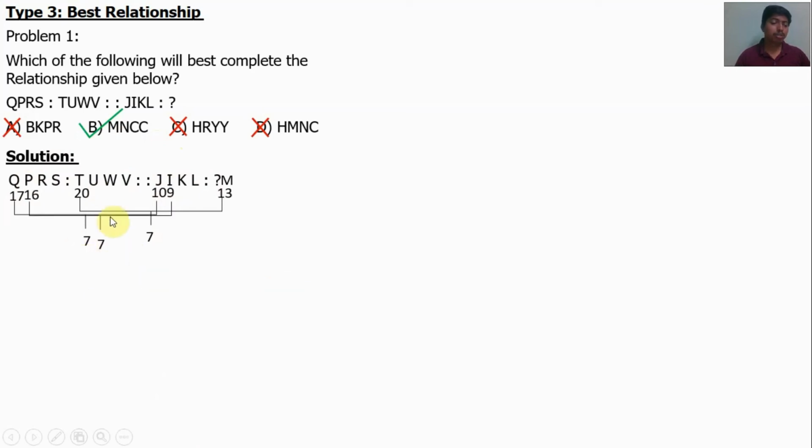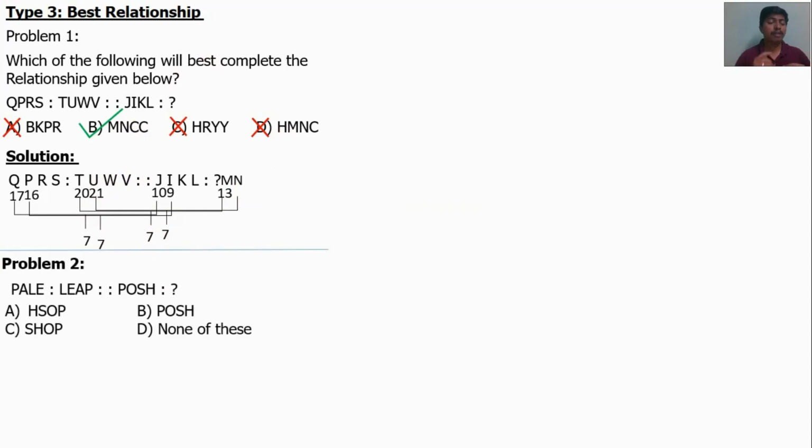The same difference should be in the second letter of the second character with the second letter of the fourth character. Here the second letter U, position is 21. The difference should be 7. So if it is 14, then only the difference will be 7. So 14 means N. So the second letter is N. So option B is correct. Okay. This is one of the concepts.